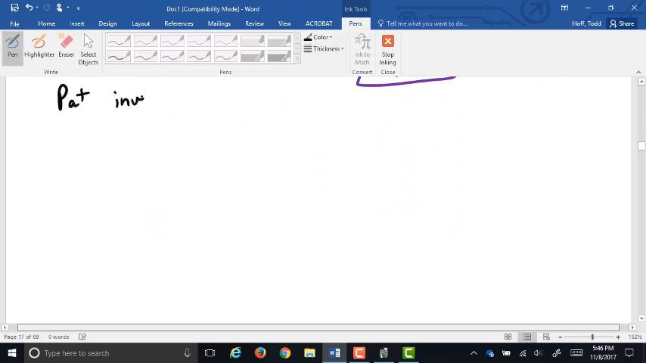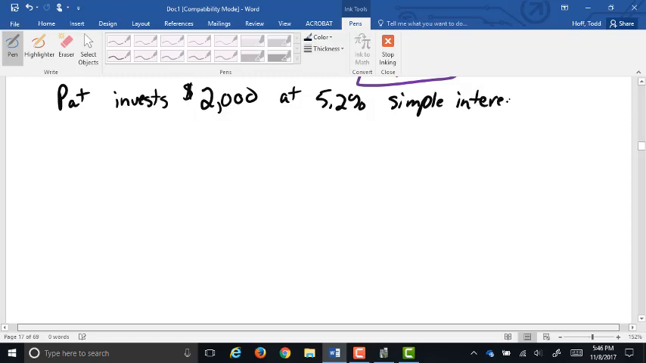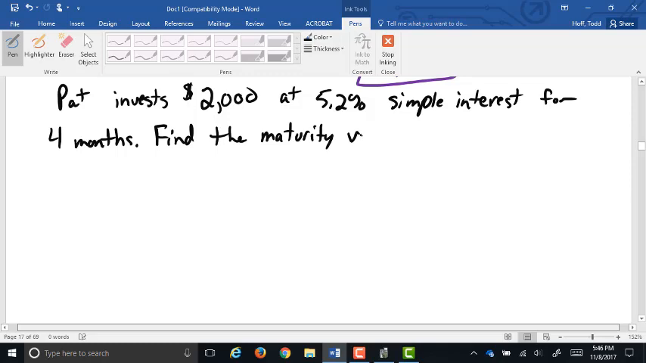Pat invests $2,000 at 5.2% simple interest for 4 months. Find the amount, and I'll find the maturity value. I'll give you guys a couple minutes to do that one in your notes.